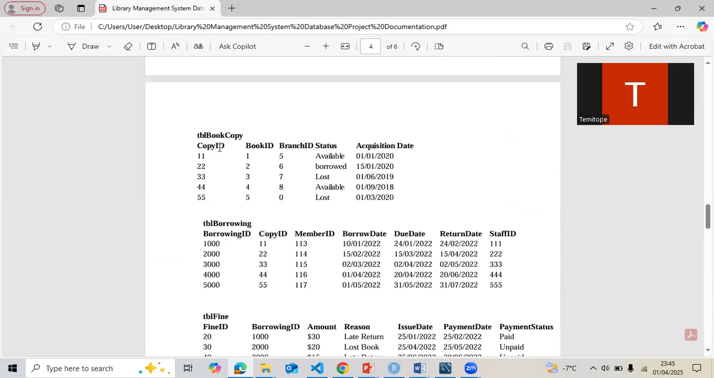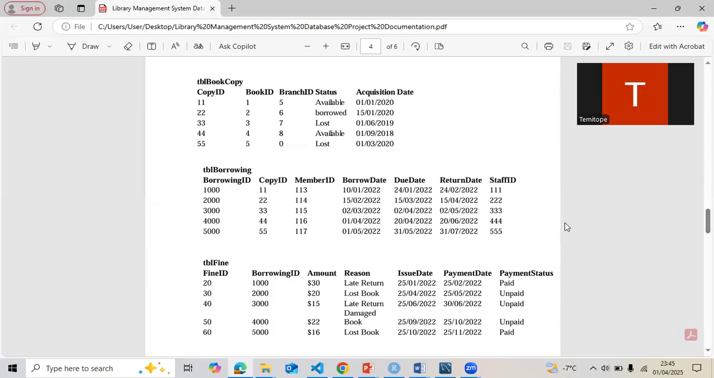This book copy table has a copy ID, which is the primary key here. It has a book ID, which is a foreign key. The branch ID too is a foreign key inside this book copy table. So we have the borrowing table too. The borrowing ID is the primary key. The copy ID is a foreign key. The member ID too is a foreign key.